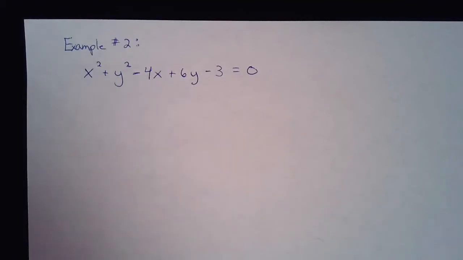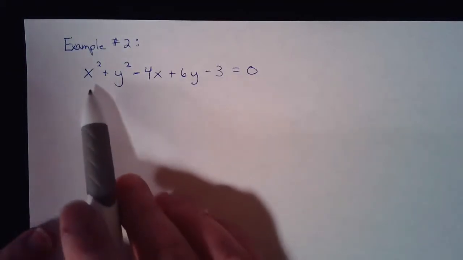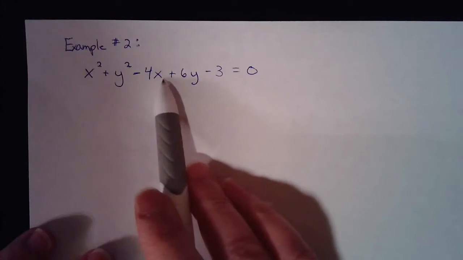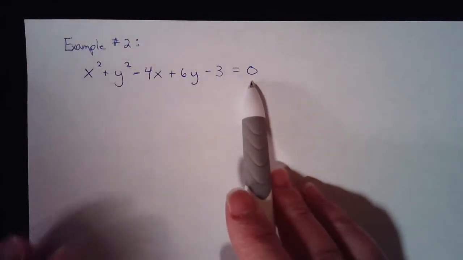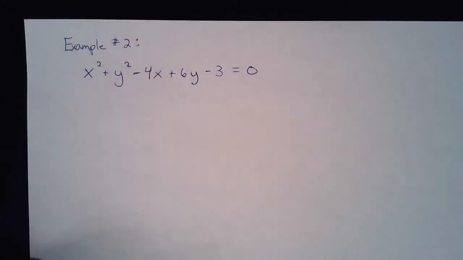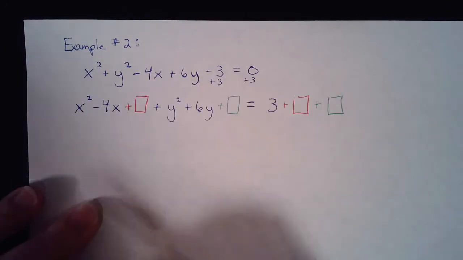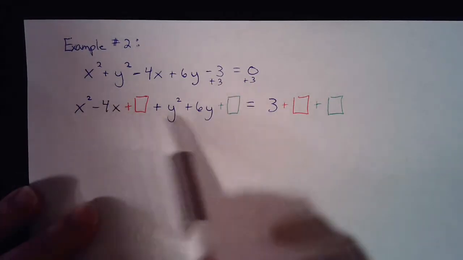Alright, so for our second example, we've got x squared plus y squared minus 4x plus 6y minus 3 is equal to 0. So this is in general form, and we need to put it in graphing form. So we're going to move the 3 over to the right, and then group the x's by each other and the y's by each other. So I added 3 to the other side, and then I grouped the x's together and the y's together, and I left space.